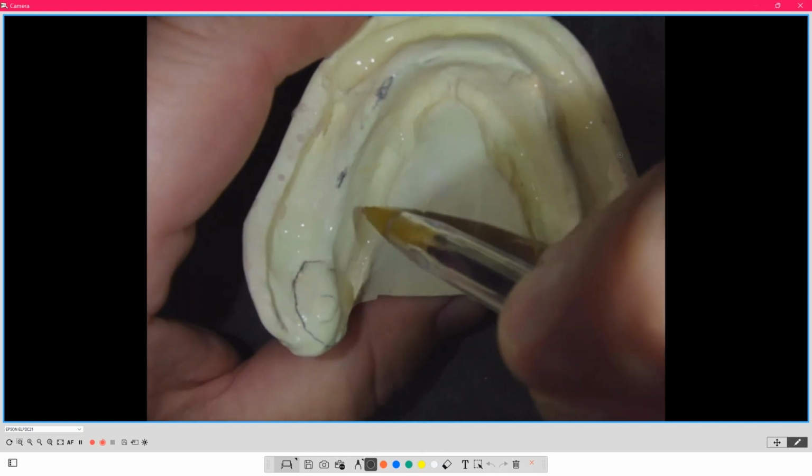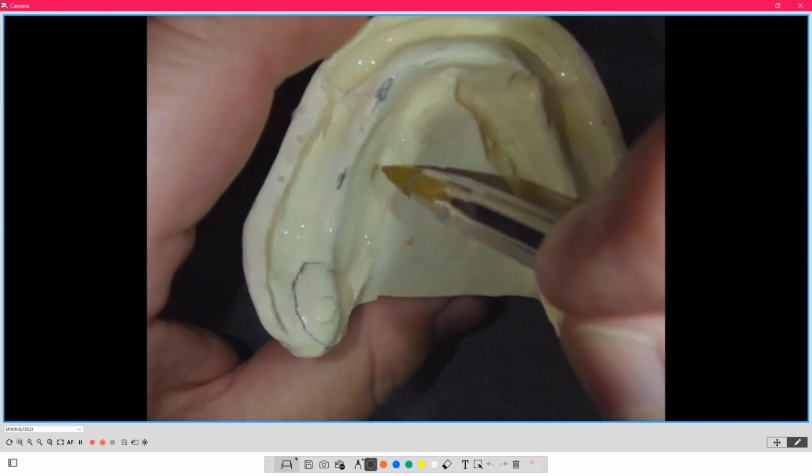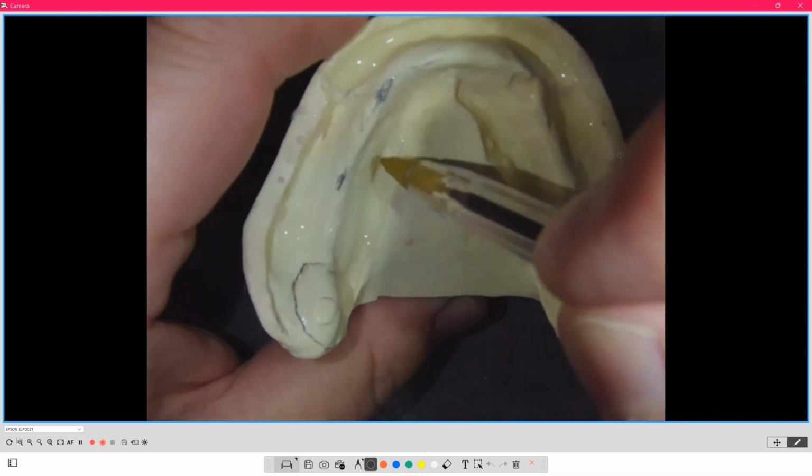So that S curve lies right there. The S would present itself right here, and this mark here is typically where the molar is, and that's where the patient would feel that gap.